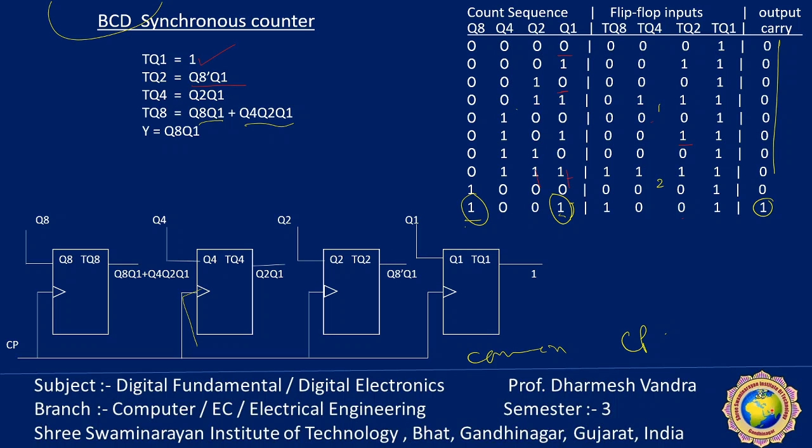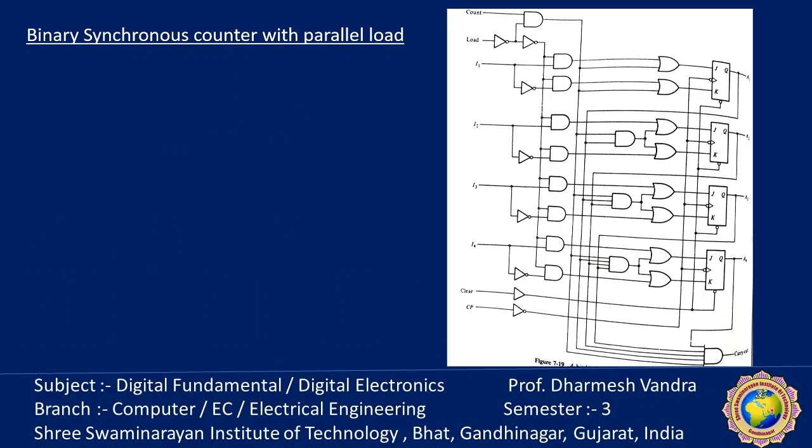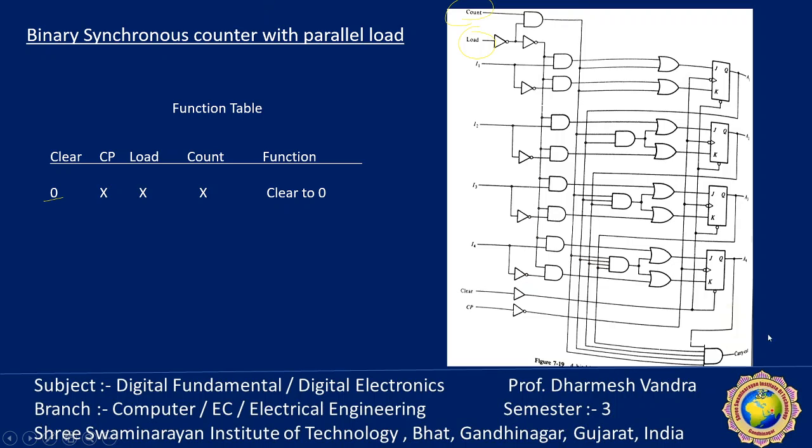Okay. Now binary counter with parallel load means sometimes we need some initial state at the output. So there are three main signals: clear, count, and load. The function table is that if clear is 0, all outputs must be 0, because the direct clear input is connected to the flip-flops' J and K. If clear is equal to 1, the clear input is active at 0 because a bubble is shown here. So when clear is equal to 0, all the flip-flop outputs will become 0.